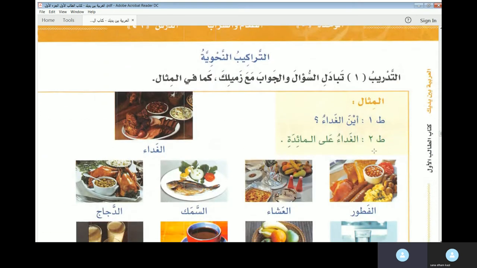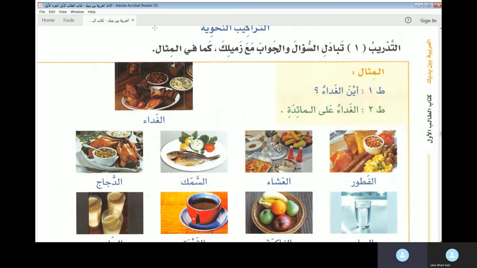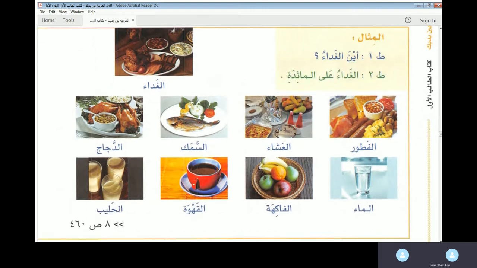And التراكيب النحوية, grammatical structures, read it. التدريب الأول تبادل السؤال والجواب مع زميلك كما في المثال. مثال: طالب الأول. أين الغداء؟ Where is the lunch? الغداء على المائدة. The lunch is on the table spread.